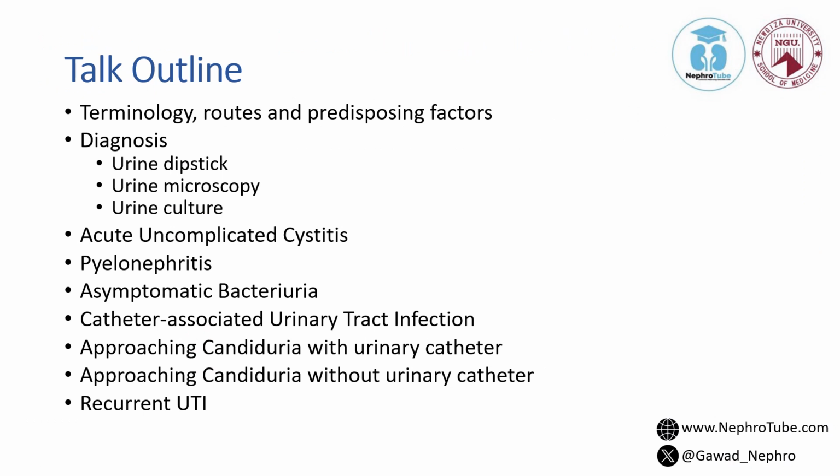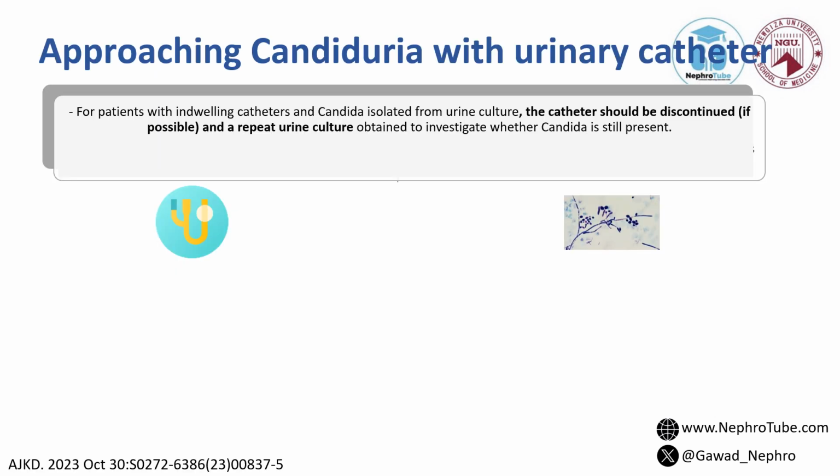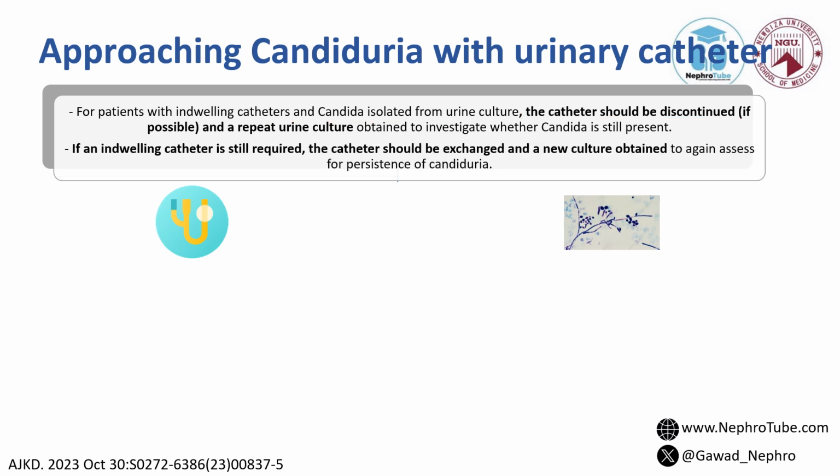The next point to talk about is how to approach candiduria in a patient with a urinary catheter. For patients with a catheter and candiduria isolated from the urine culture, first of all, the catheter should be discontinued if possible, and then repeat the culture to investigate if candida is still present. So you have to remove first the catheter, if possible, and redo the culture. If the catheter is still required and you can't remove it, you can exchange it and obtain a new culture from the new catheter to test if candida is still present.